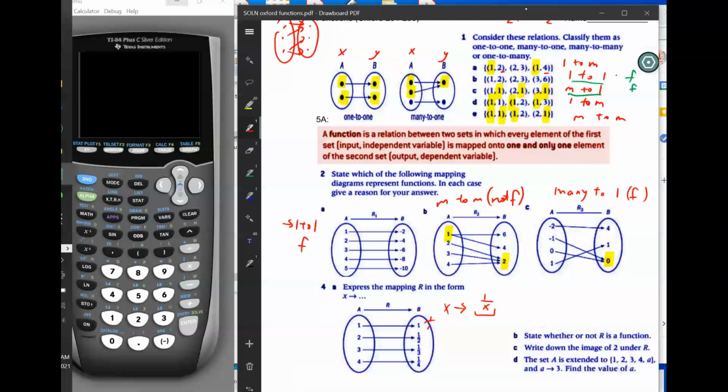So I'm defining my mapping by saying x maps to 1 over x. Okay, so then it says state whether or not R is a function. So if I look at my mapping, it's all one-to-one mappings. So that means it is a function.